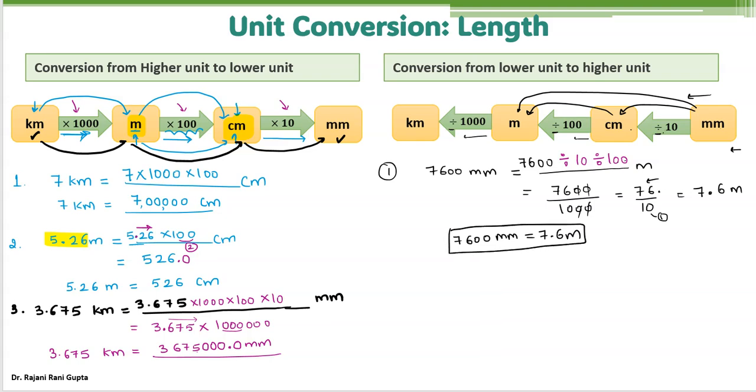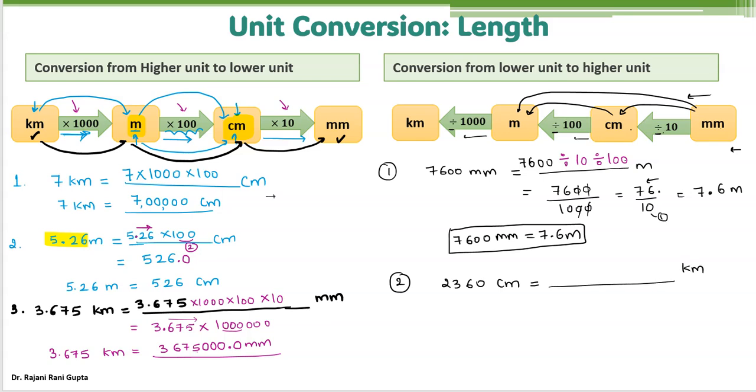Okay, so don't get confused. Whenever you are multiplying by 10 or a power of 10, you move the decimal from left to right. But whenever you divide, you move from right to left. Okay, so let's take another example. Say 2360 centimeter, and we want to convert it into kilometers.